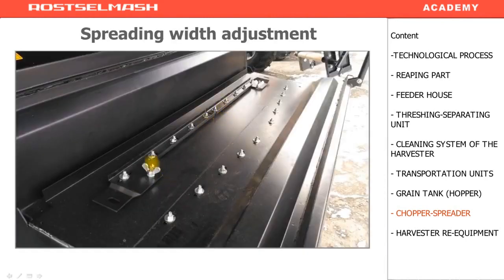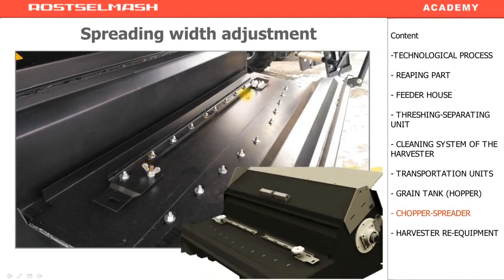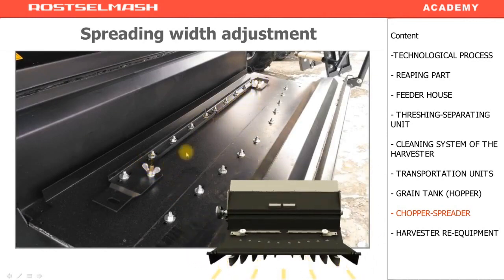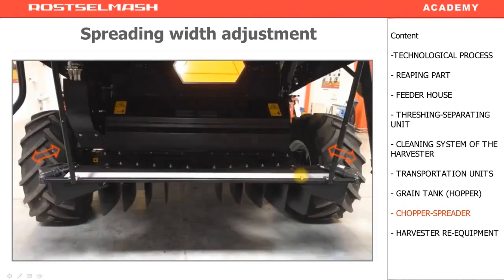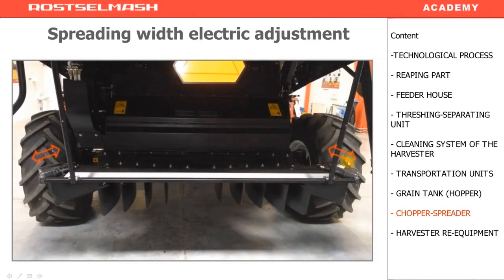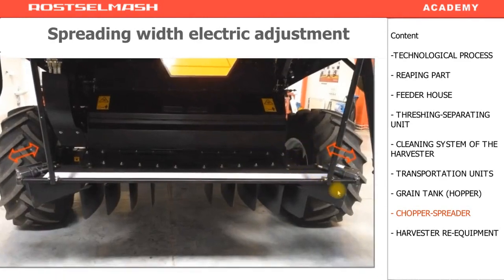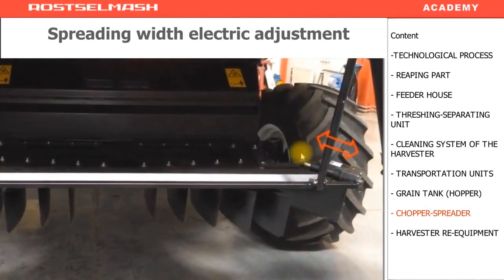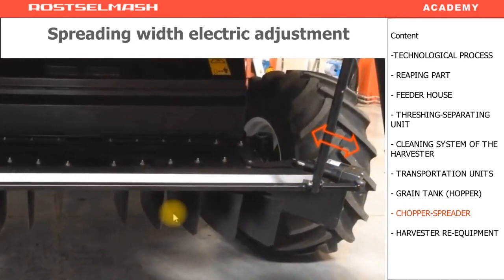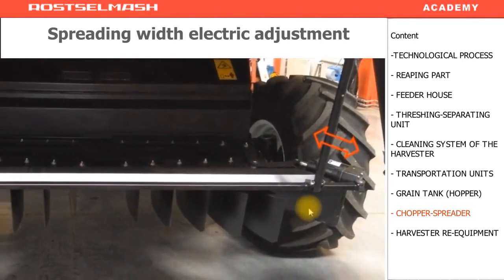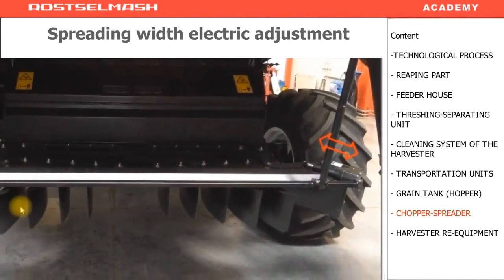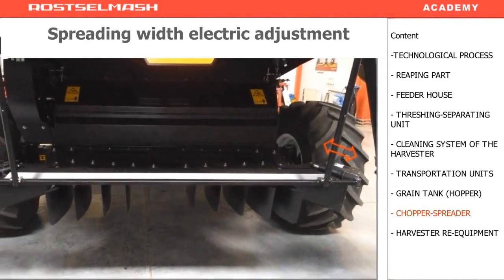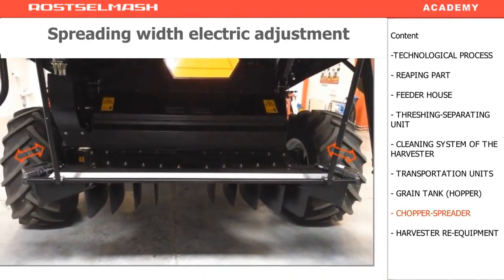To adjust the spreading width, use the wing nuts. Loosen them and adjust the two sides separately. Torum 780 has got two electric drives. With the help of these drives, you can adjust the spreading width, left and right sides separately. You control the spreading width on the display in the cab.